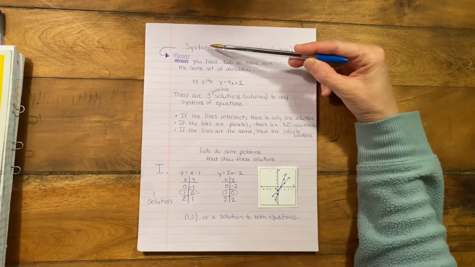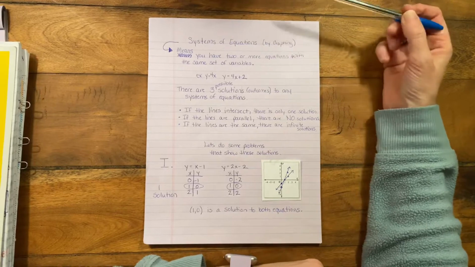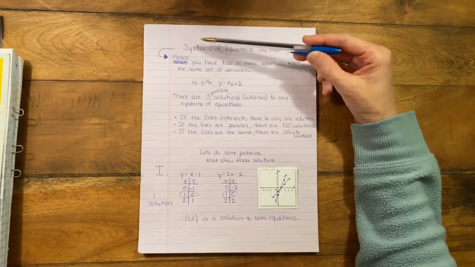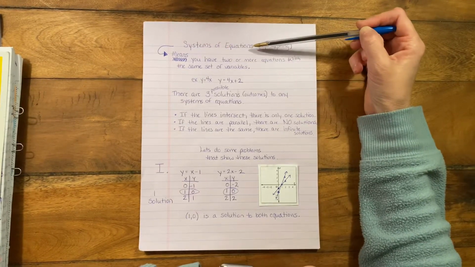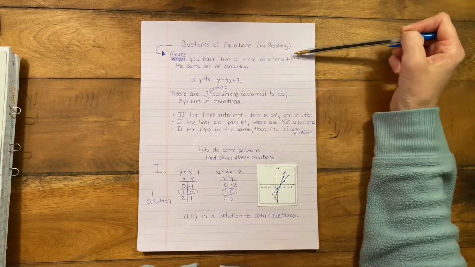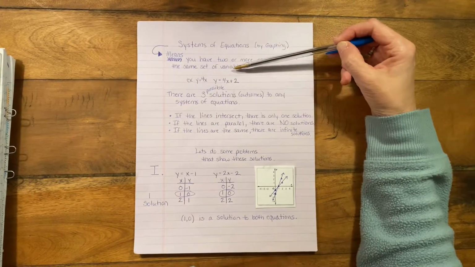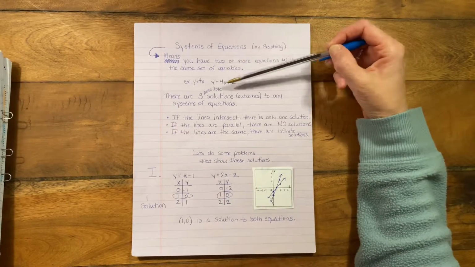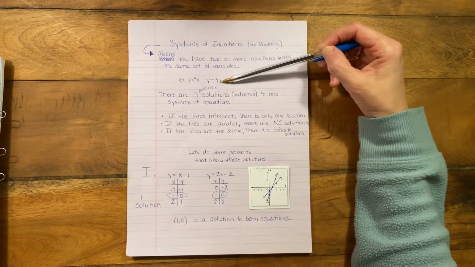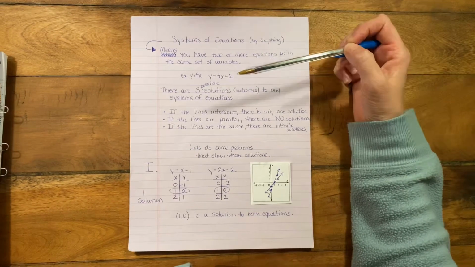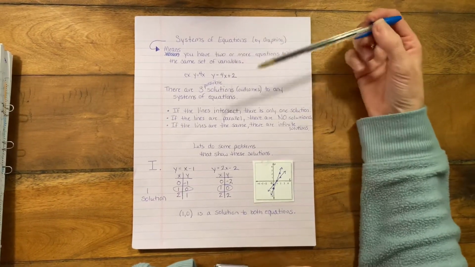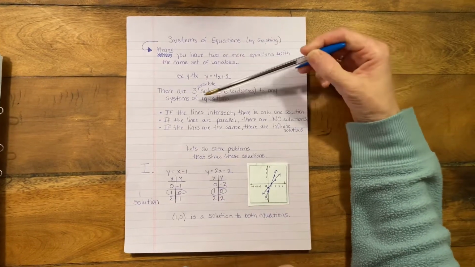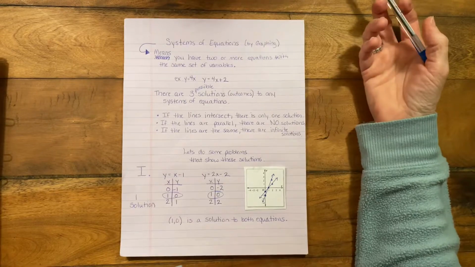So the table of contents would have systems of equations. We would go to our journal page and we would write the definition. The definition of systems of equations means that you have 2 or more equations with the same set of variables. For example, y equals 4x and y equals 4x plus 2. With systems of equations, there are three possible solutions, or outcomes, if you will, to any system of equations, and that's what the kids would be learning today.